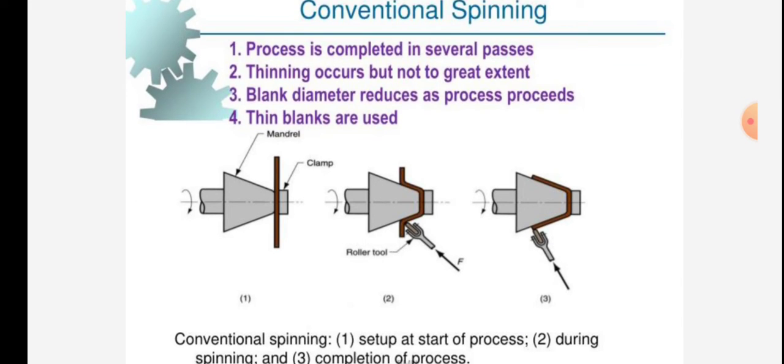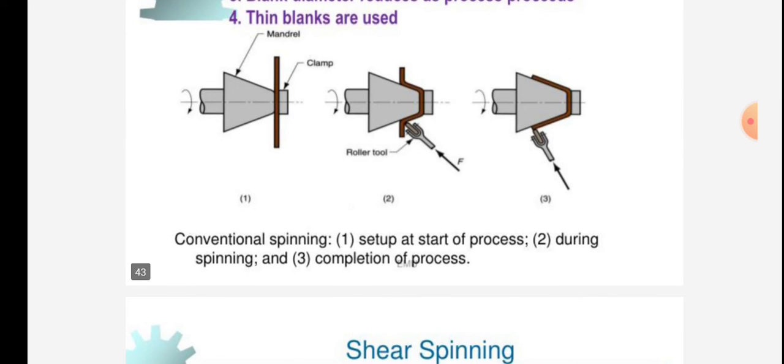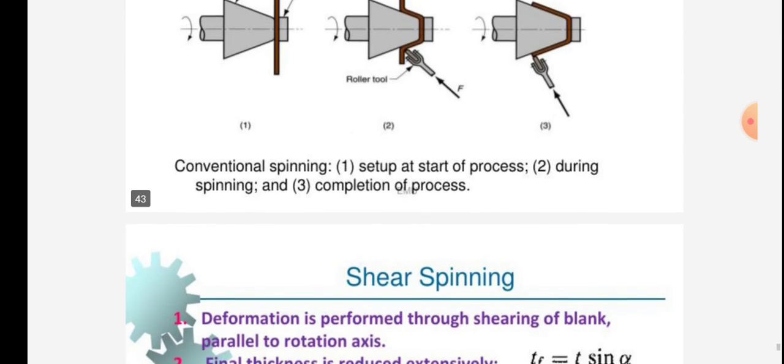Mandrel is shown in figure. Clamp is shown. Roller tool is given. Figure 1 shows conventional spinning. In conventional spinning, the first is setup at start of process, second is during spinning, and third is completion of the process.